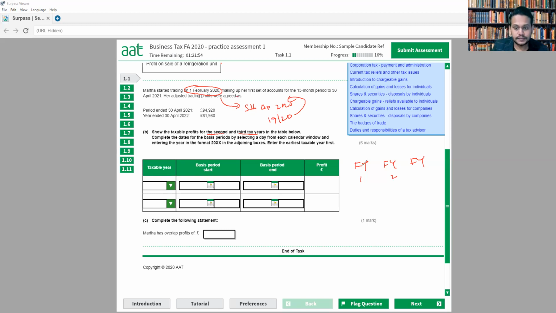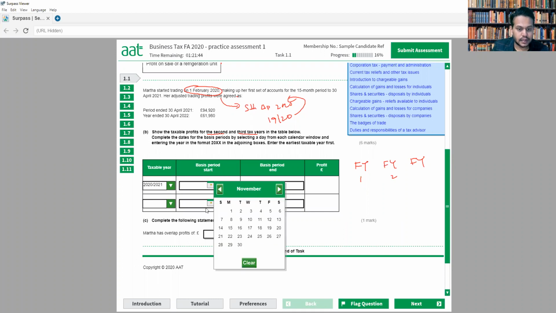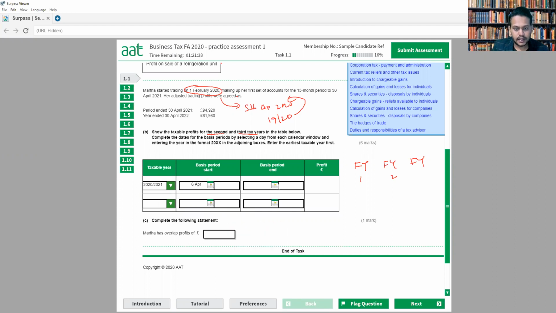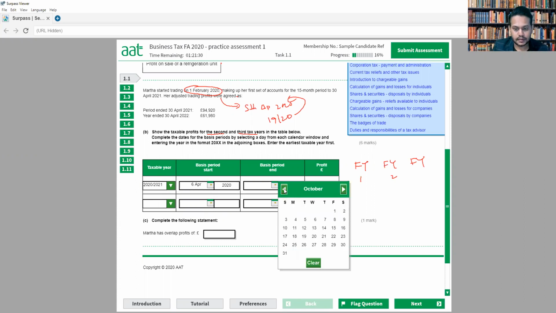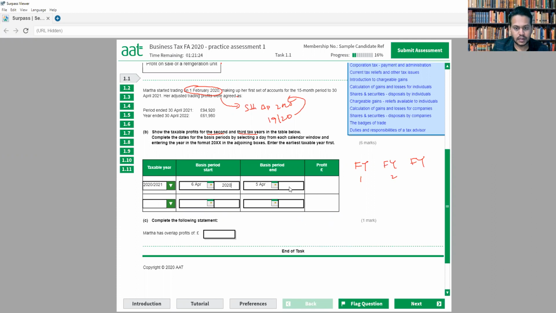So you're going to say our next tax year will be 2021, and start from 6th of April. So let's do that, 6th of April 2020, and we'll have up to 5th of April 2021.